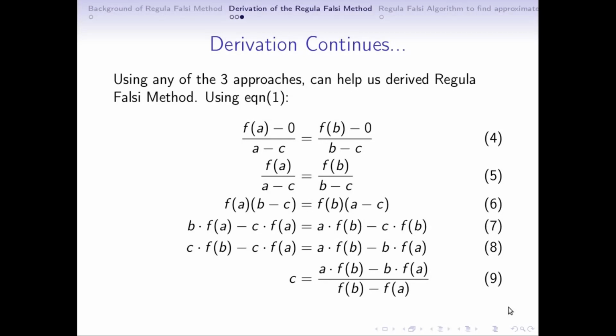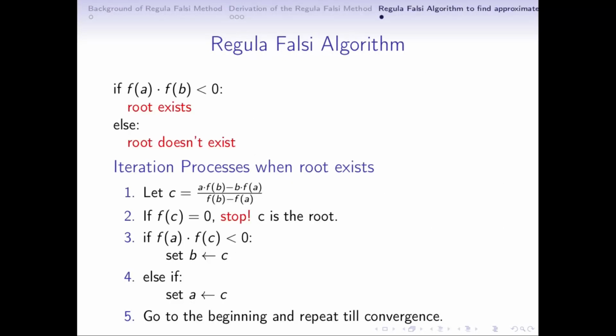Getting this regular Falsi method, we can now go ahead and perform our iteration. First, based on Bolzano's theorem for continuous functions, we do our checks. If the product of the functional value of a and the functional value of b is negative, it tells us our root exists. If not, then there's no need to worry, or better still, we need to consider looking for a different interval. So if the root exists, we can now go ahead and perform our iteration.